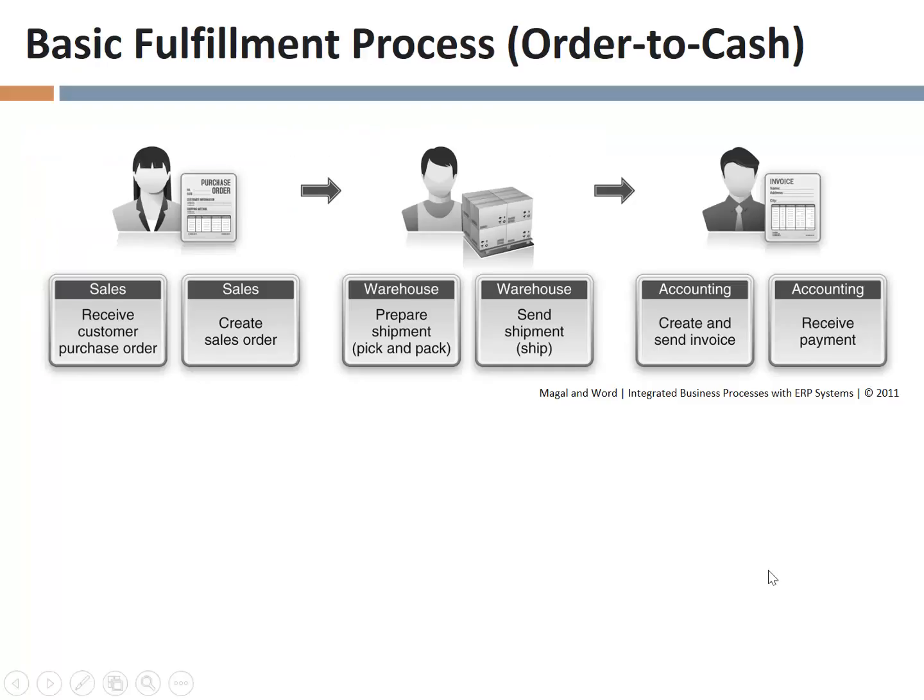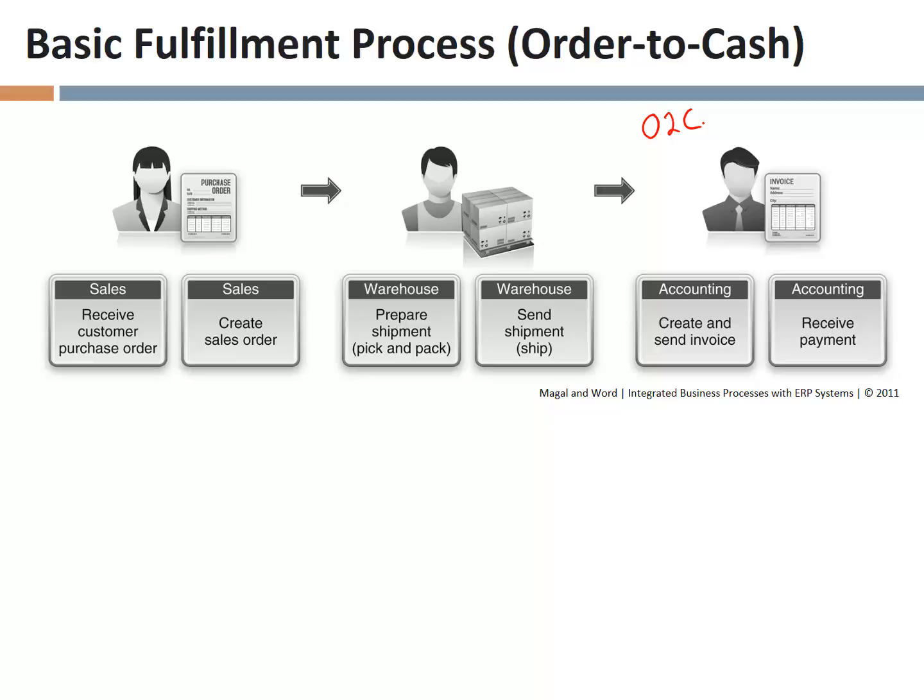So the basic elements of the fulfillment process are, as you see illustrated here, this is often called the order-to-cash process, or often even more abbreviated as O-to-C, with the idea being that what starts the process is getting an order from the customer, and then what ends the process is our receiving payment for that particular process. So this is something that certainly we hope to do a lot of in our organization.